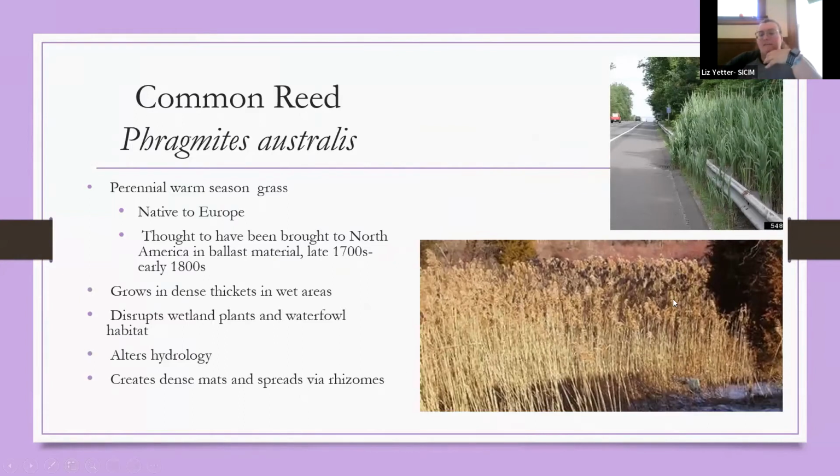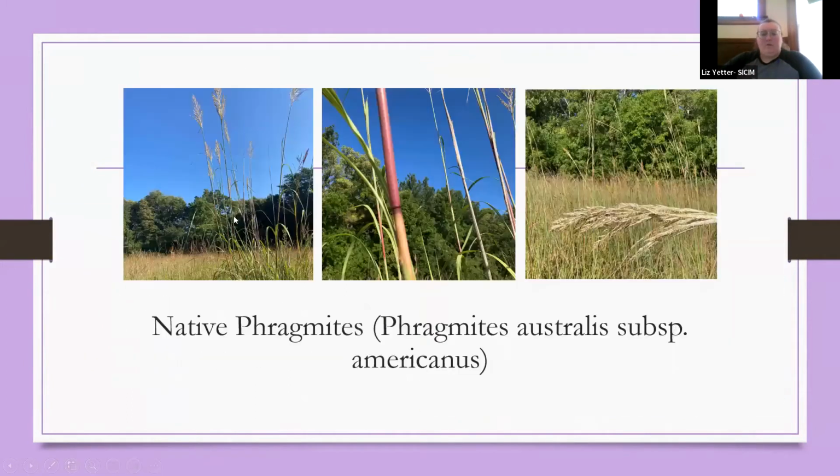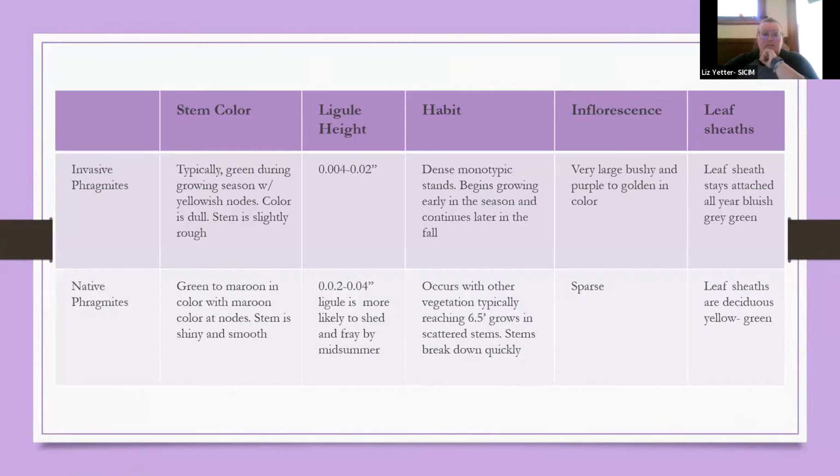It spreads via the seeds, but also rhizomes, so these roots are spreading underground. Whereas our native is going to be one or two stems in a little clump. It's got a much less robust seed head. And this reddish purple coloring on the stem is a major indicator. The invasive Phragmites will not have that.